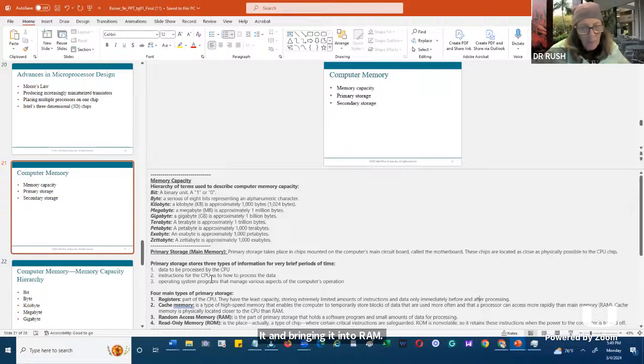One of the things that's part of primary storage is random access memory. It holds the software program and small amounts of data processing. It is volatile, meaning that when I turn off my computer and I've made some changes that haven't been saved yet, I will lose those changes.